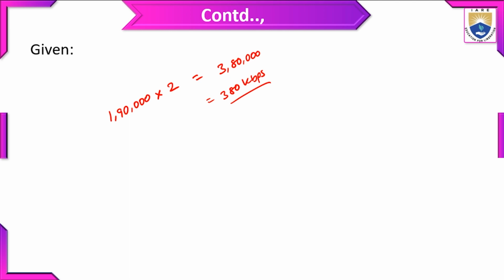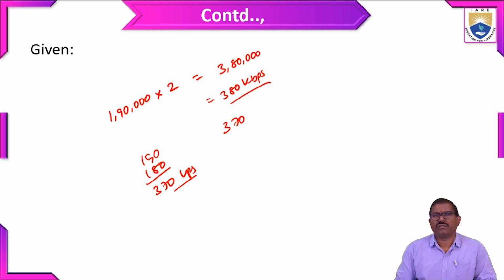Here the output bit rate is greater than the sum of the input bit rates. What is the input bit rate? 190 plus 180, you get 370 kbps. But here the output data rate is 380 kbps, because of the extra bits added to the second source.